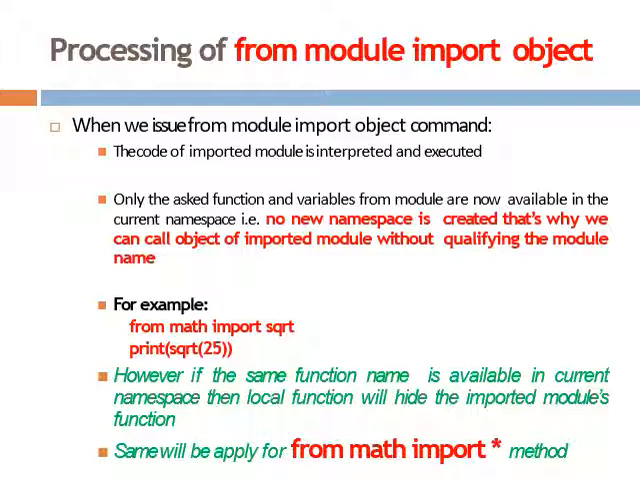An example is being given. It's going to be a familiar example for you. One more thing to be noted here is that if the same function name is available in the current namespace, the local function will hide the imported module's function. So this is to be noted. And the next one, a similar process will be followed for from math import asterisk symbol type of importing a module also.